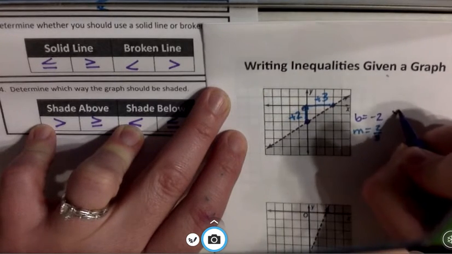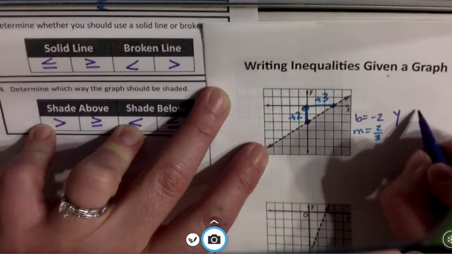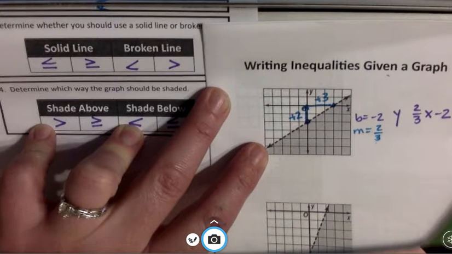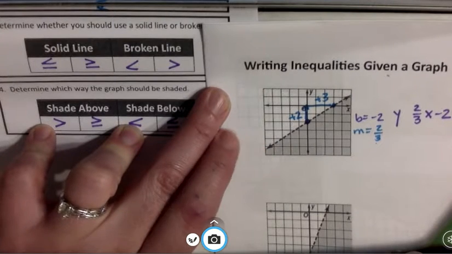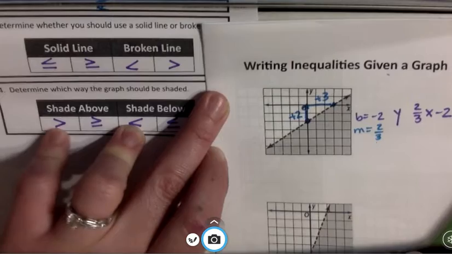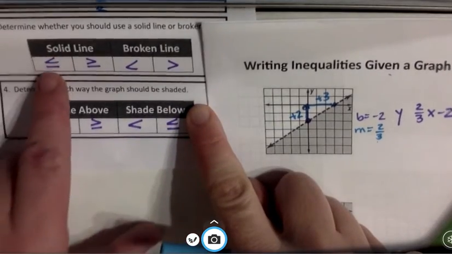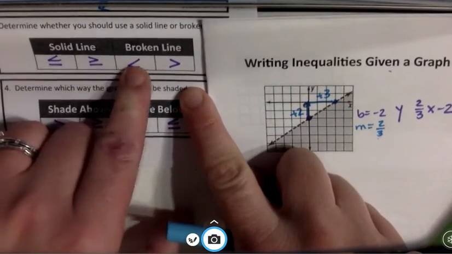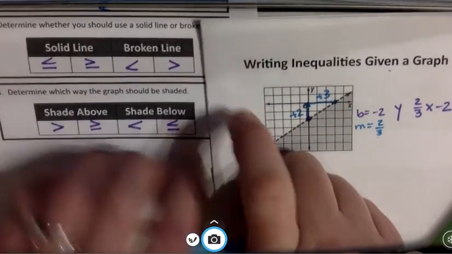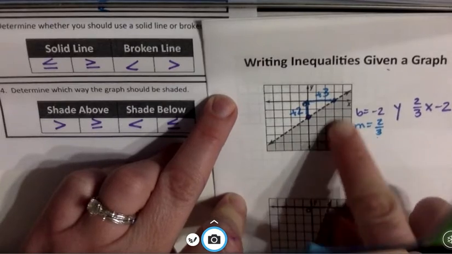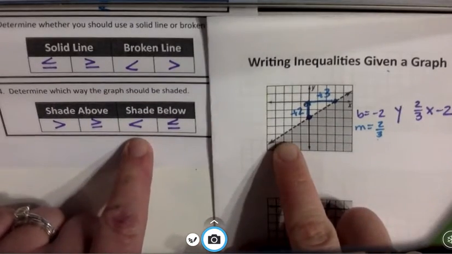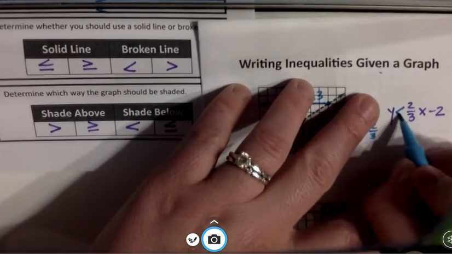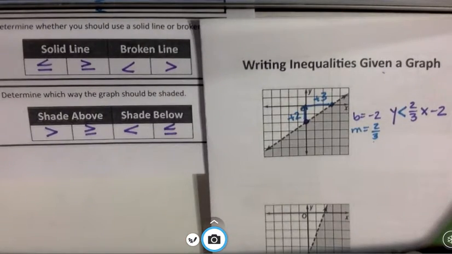So now I'm going to write my equation. y, and I have 2/3 x minus 2. Notice I didn't put an equal sign. I didn't write my inequality. I want to make sure I focus on this now. So I'm going to look at solid versus broken line. Looks like this is a broken line, so it's going to be either less than or greater than. And it's shaded below. So that means I'm going to look at this less than sign, shading below. So my inequality that I'm going to write in there is less than.